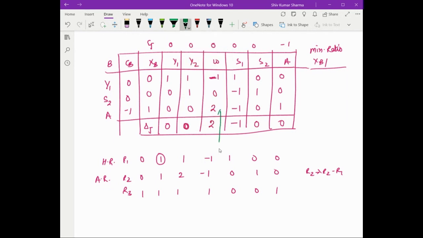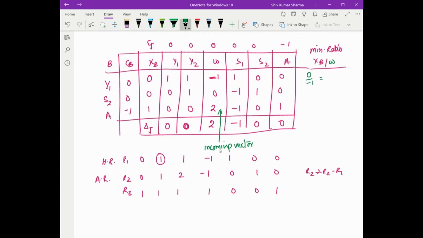So 2 is an incoming vector. Corresponding to that, we write XB upon omega. So this is XB, this is omega. So 0 upon minus 1.